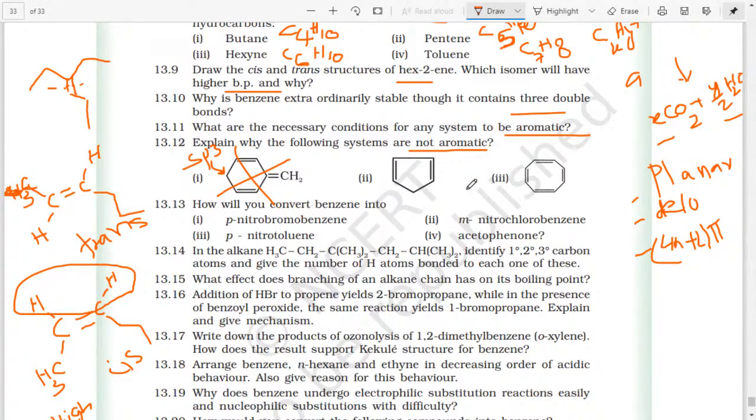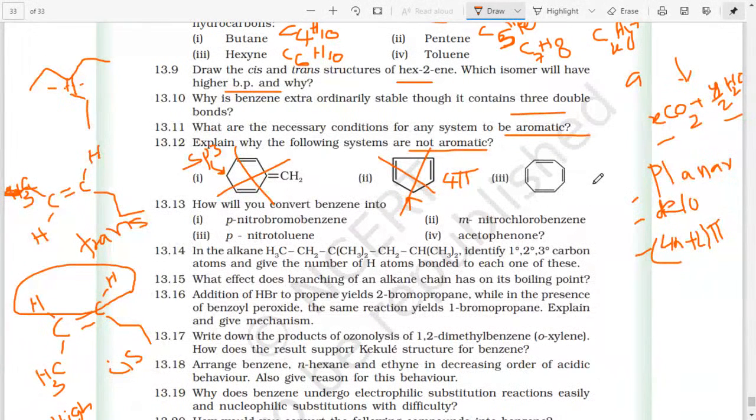When it comes to cyclopentadiene, so what is this? It is sp3. First condition is not matched. And what about the second condition? There is no continuous delocalization. What is the third condition? 1 2 3 4, 4 pi electrons only. So all 3 conditions are not matched. So this is not aromatic.